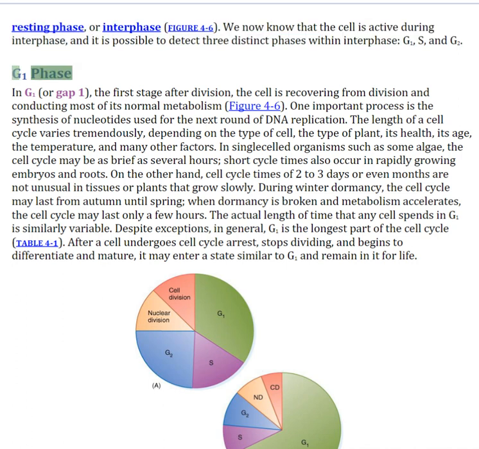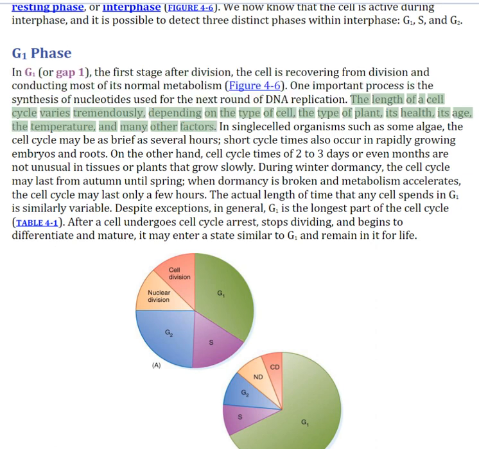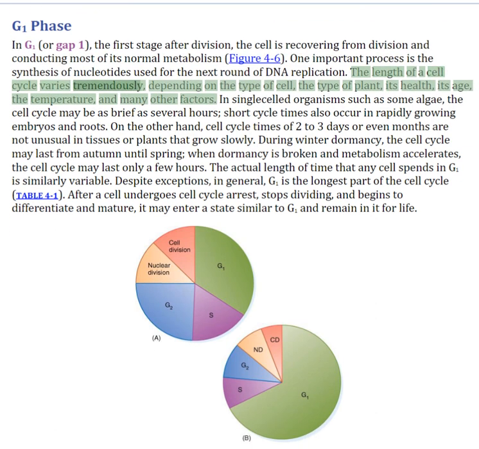G1 phase. In G1, the first stage after division, the cell is recovering from division and conducting most of its normal metabolism. One important process is the synthesis of nucleotides used for the next round of DNA replication. The length of a cell cycle varies tremendously, depending on the type of cell, the type of plant, its health, its age, the temperature, and many other factors.